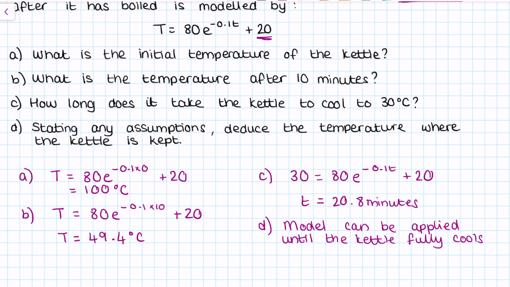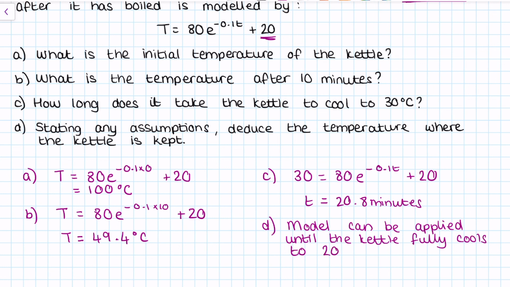So that means that's what the equation is going to. It's a decay, approaching the asymptote, which is that temperature, 20. So we can assume then that the temperature of the room where the kettle is kept is 20 degrees Celsius. The reason for that is because that is the asymptote. And that is exponential functions.